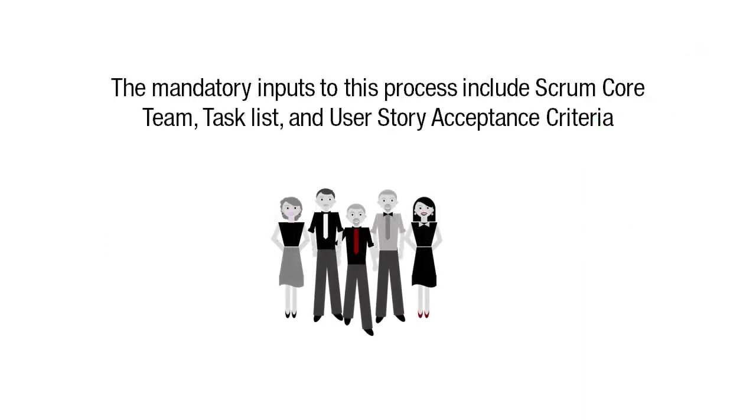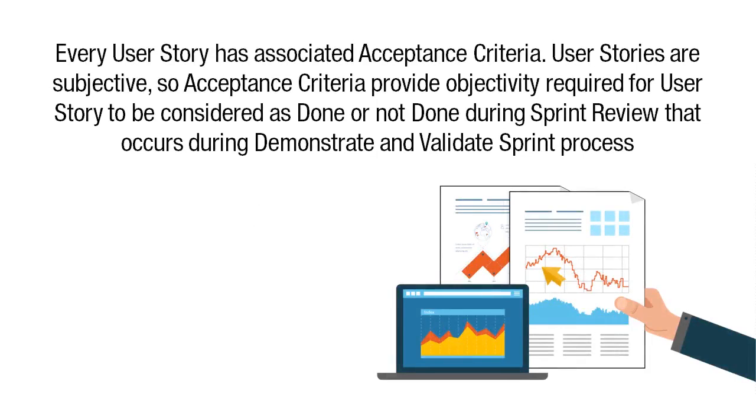The mandatory inputs to this process include Scrum Core Team, task list, and user story acceptance criteria. Scrum Core Team and task list are discussed in our previous videos. Let us take a brief look at user story acceptance criteria. Every user story has associated acceptance criteria. User stories are subjective, so the acceptance criteria provide the objectivity required for the user story to be considered as done or not done during the sprint review. That occurs during the demonstrate and validate sprint process.